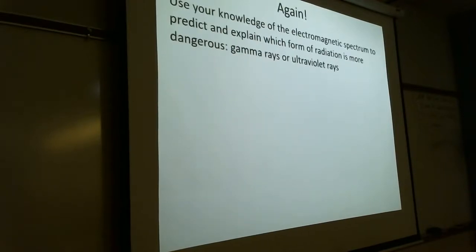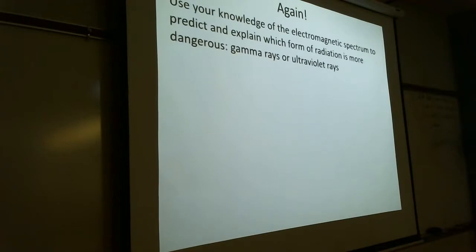Okay, let's just do this one verbally. There's nothing to calculate. Using your knowledge of the electromagnetic spectrum, which form of radiation is more dangerous, gamma rays or ultraviolet rays? Does anyone remember where gamma radiation is in terms of the scale? Maybe you just know it from your life experience. Hopefully you don't have a whole lot of experience with gamma radiation.